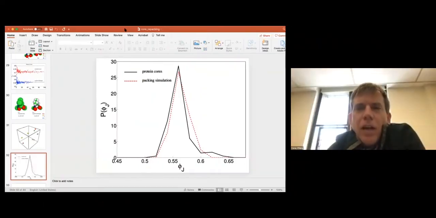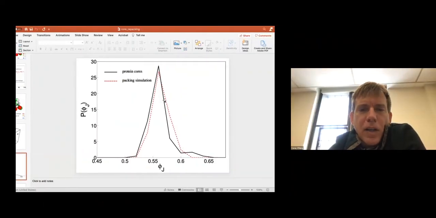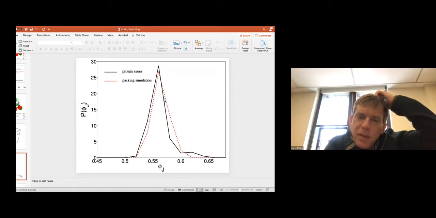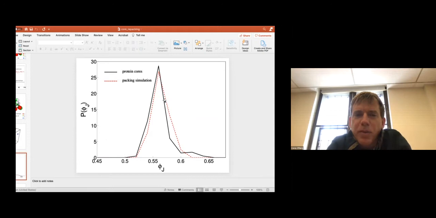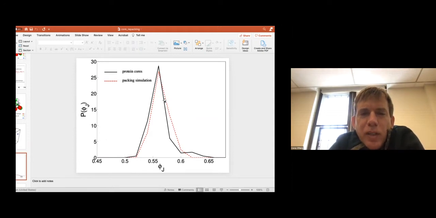Okay, so then I think you guys can see this. And so the results of those packing simulations are shown on the same plot as the results from the true experimental structures. So the values of the packing fraction in the cores of real experimental structures.